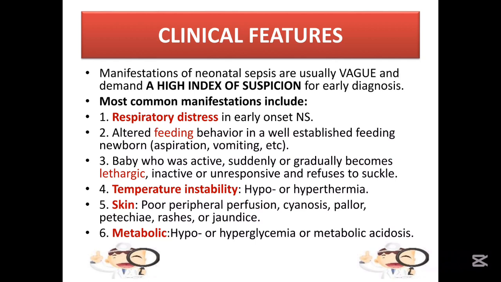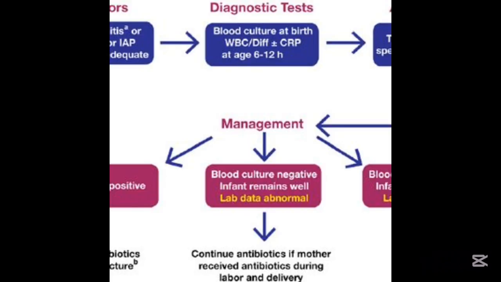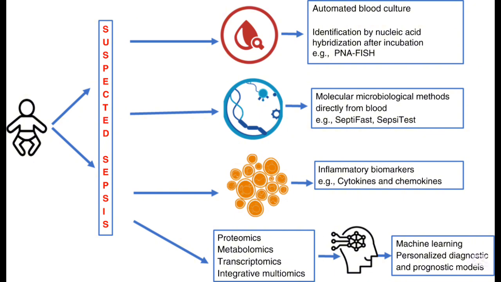So what are the investigations? Blood culture remains the gold standard, and this has to be done before antibiotics initiation if possible. You can also do your full blood count, your CRP, your blood glucose. You can also do your electrolyte studies. You can do a lumbar puncture, especially if meningitis is suspected. And you can also do a chest x-ray if there are respiratory signs. You can also do a urine culture in late onset neonatal sepsis.